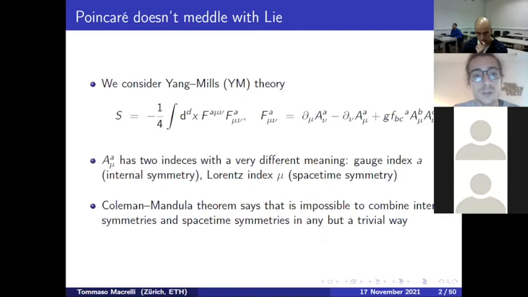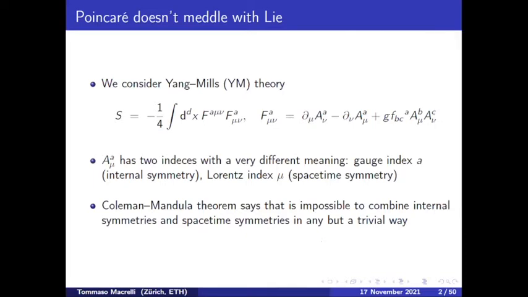So, first of all, let's consider a very simple example. We consider standard Yang-Mills theory. This is the Yang-Mills action, as everybody knows. And the fundamental field of this theory, the gauge potential, has two indices that manifest very different things. We have a gauge index that manifests internal symmetry, the gauge Lie algebra, and the Lorentz index that manifests the space-time symmetry of the theory.